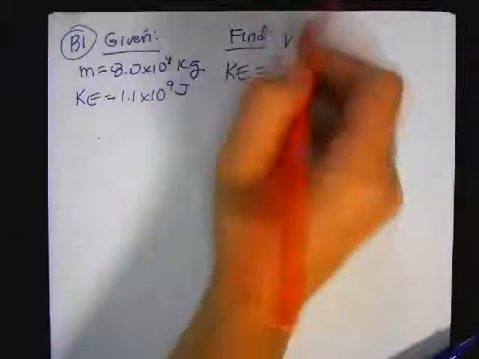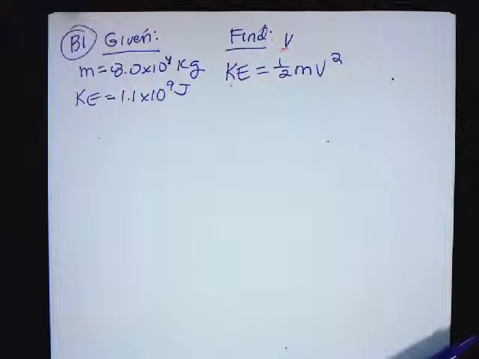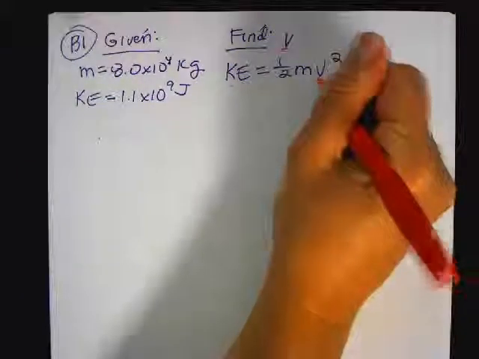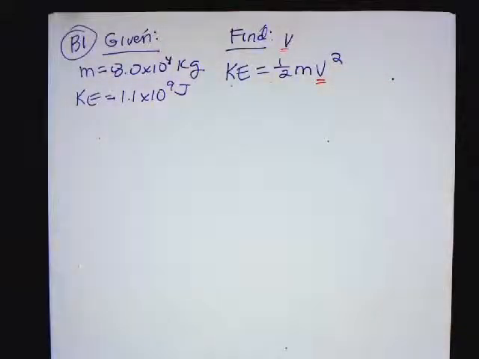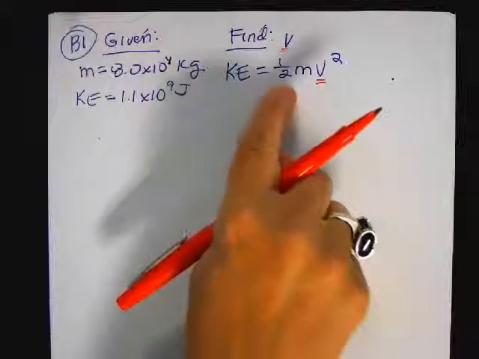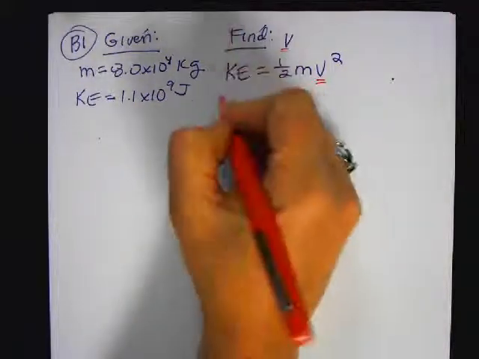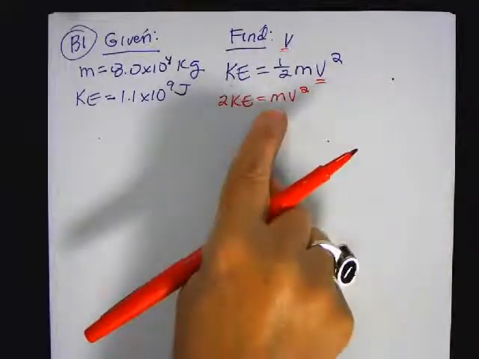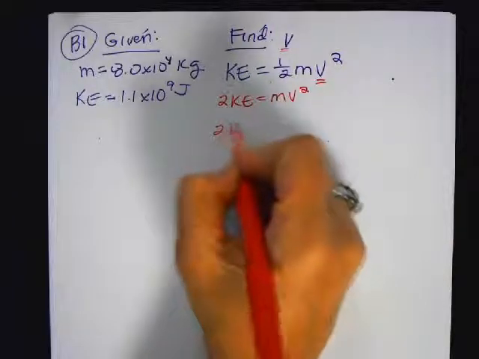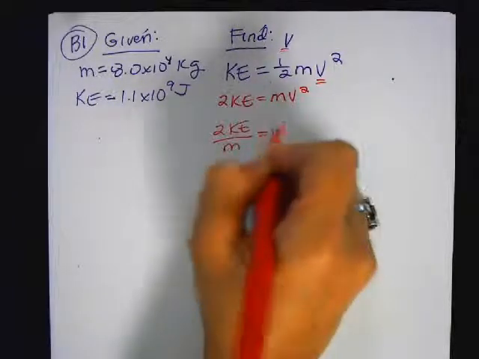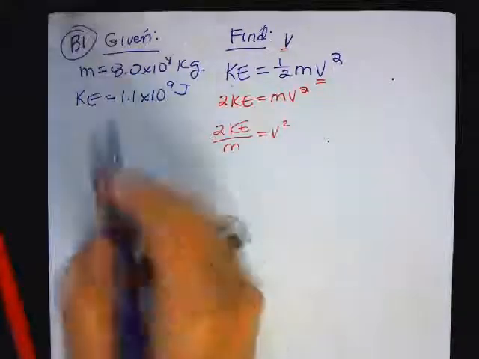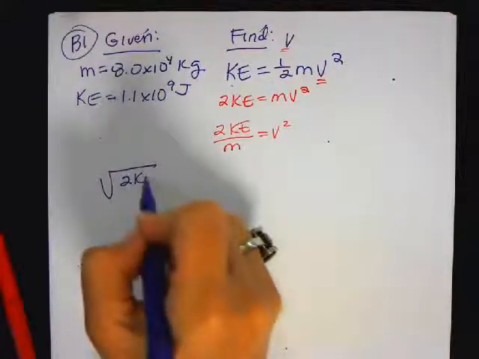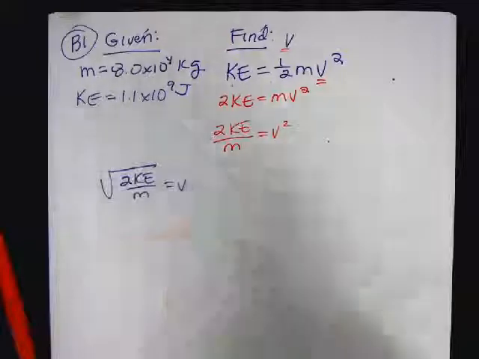Now, since I want to solve for V, I'm going to rearrange the equation to solve for the unknown in terms of the known. So because V is what I want to solve for, I'm going to leave it on one side of the equal sign by itself. So first I'll get rid of the 1/2, so I'll multiply both sides by 2. Then I'll divide both sides by m. And then I'll take the square root of both sides. So I end up with the square root of 2KE over m is equal to V.